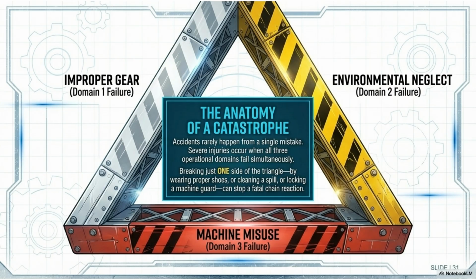The anatomy of a catastrophe shows that severe injuries rarely come from a single mistake, but often occur when all 3 domains, improper gear, environmental neglect, and machine misuse, fail simultaneously. Fixing just one side can stop a fatal chain reaction.